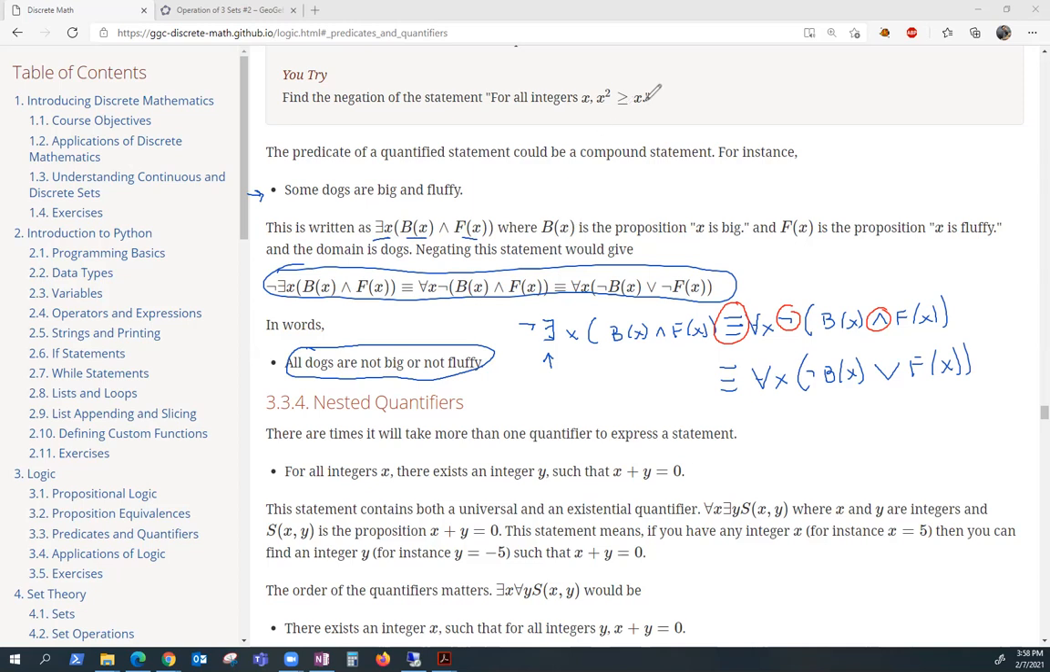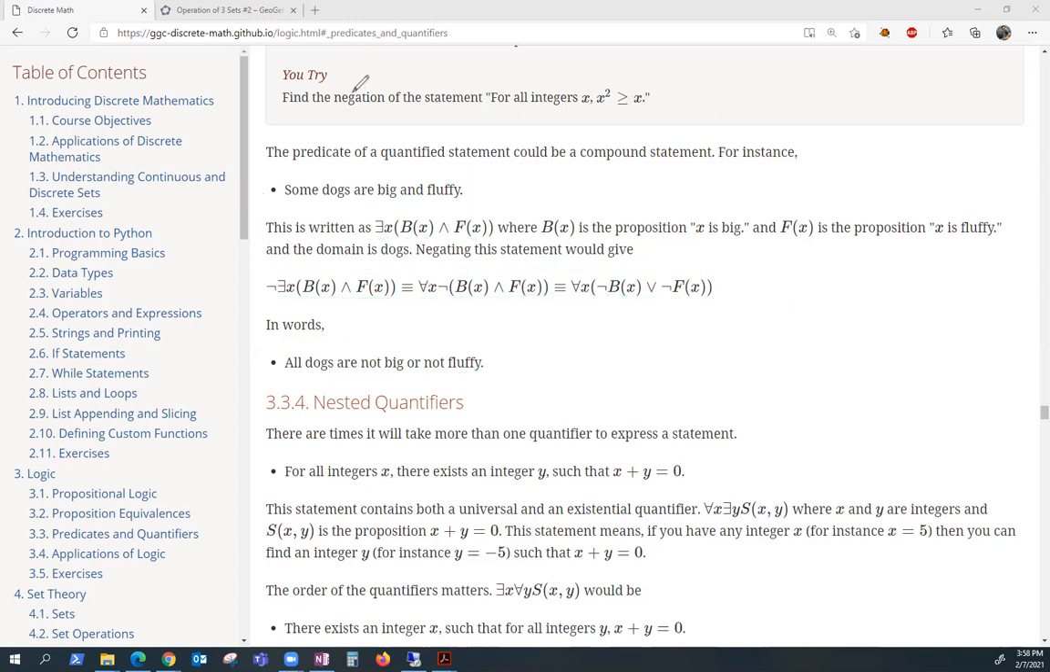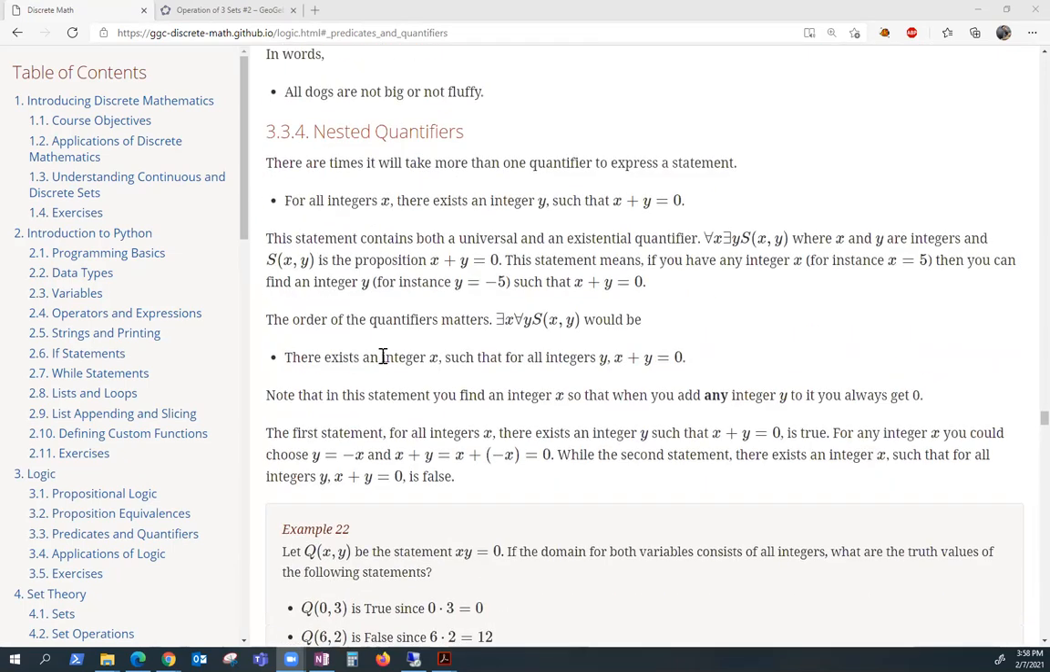So now let's move on to the last thing I want to cover out of this section, which is nested quantifiers. This is when you want to have more than one quantifier under consideration for a given proposition. So think about this statement right here. For all integers x, so that'll be my domain, there exists an integer y such that x plus y equals 0.